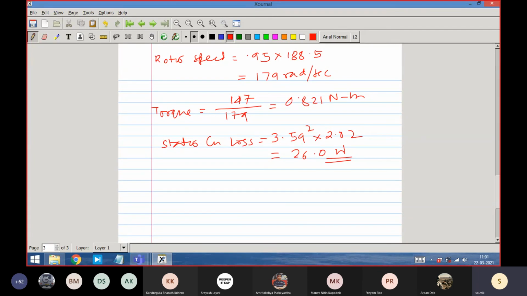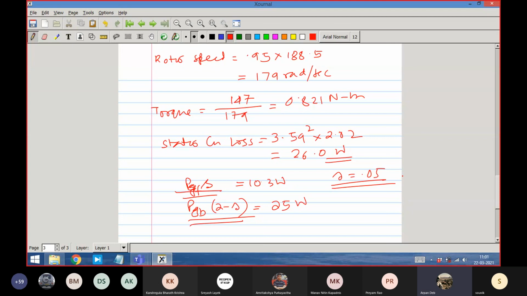Okay. Forward field copper loss, you know how to calculate: PG into S. Another case it is PG forward into S, and this is PG backward into 2 minus S. These are the two losses that you can calculate. In one case you will get 10.3 watt. In another case you will get 25 watt. Sir, slip is 0.5 or 0.05? Slip is 0.05. This is a rated slip. Almost it will be same as the 3-phase machine full load slip.